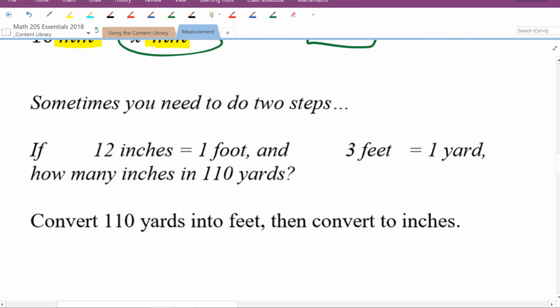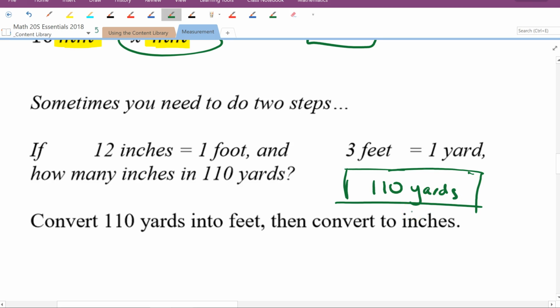Here's a really fancy question here. It's going to be in 2 steps. If 12 inches is equal to 1 foot and 3 feet is equal to 1 yard, how many inches in 110 yards? Wow, so that's like a Canadian football field. So here's this huge thing and it's 110 yards. And inches are tiny, right? So my answer should be pretty big. It should take a lot of inches to be 110 yards.